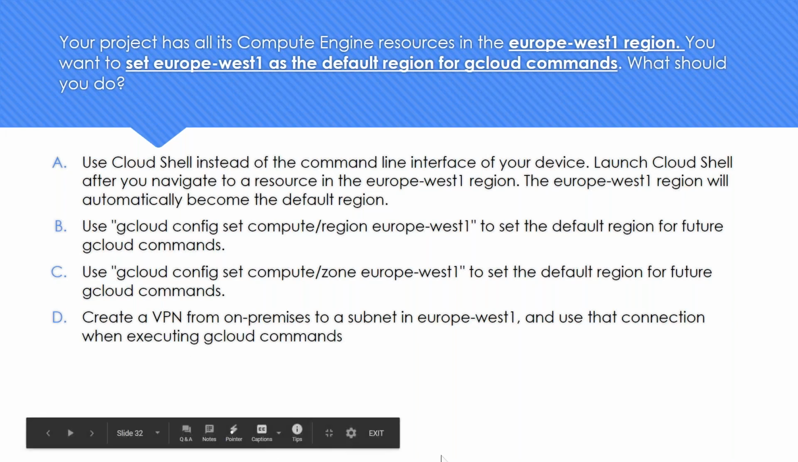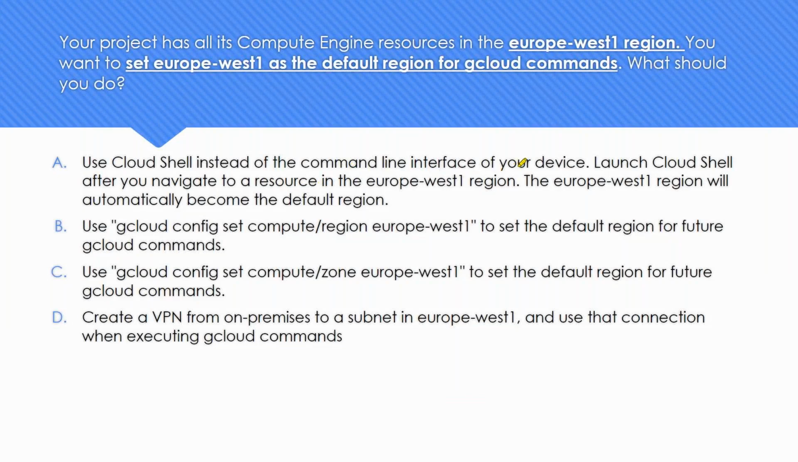All right, let's look into the options. First one, use Cloud Shell instead of the command line interface of your device. Launch Cloud Shell after you navigate to a resource in the West 1 region, and the West 1 region will be automatically set as the default region. So when you launch Cloud Shell, what gets set as the default, folks? What is it that gets automatically set by default?